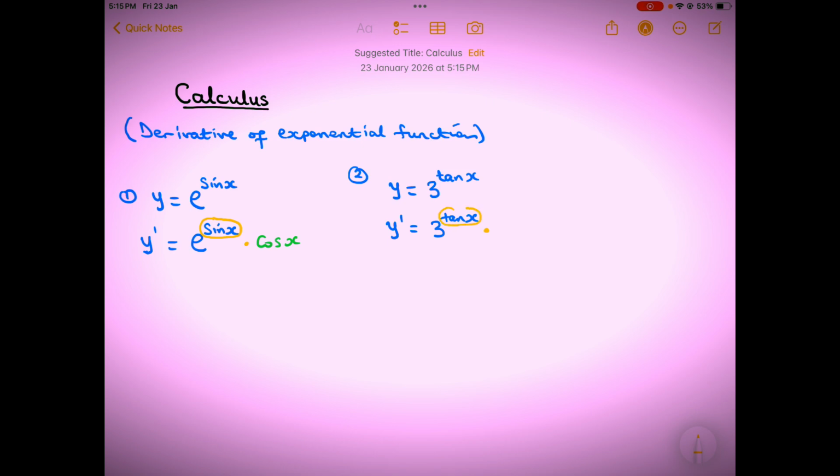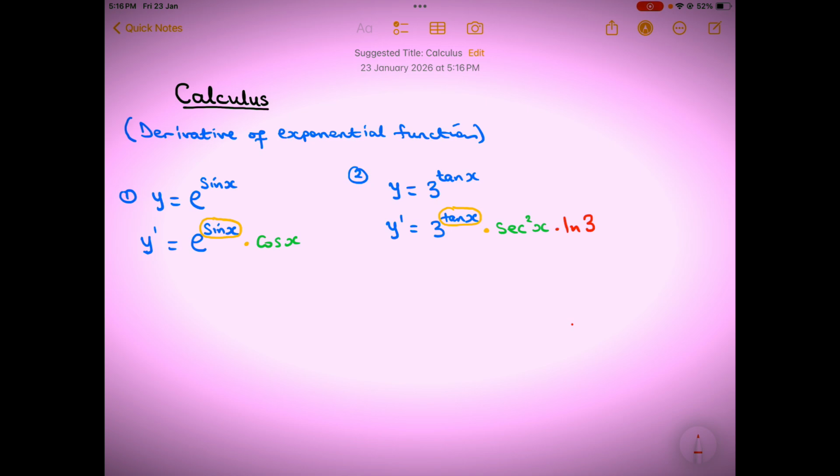From here we multiply everything by the derivative of the top, and when we take the derivative of tan x we have secant squared x, so I multiply everything by sec squared of x, and I'm not done. I have to continue by multiplying by the ln of 3. So don't forget the golden rule that I explained in the previous video, right? This is how you take the derivative of this particular function.